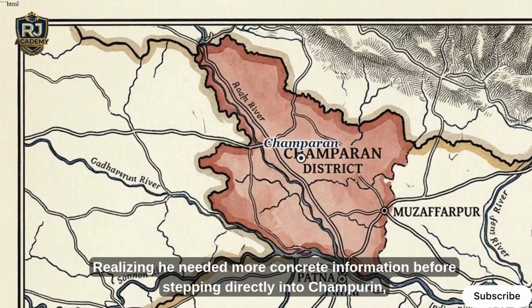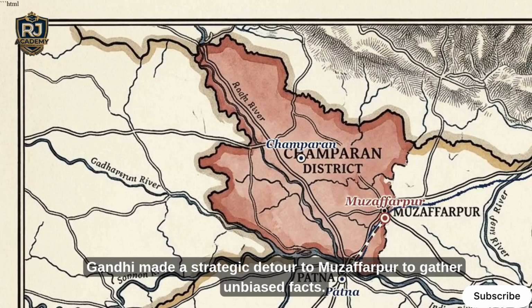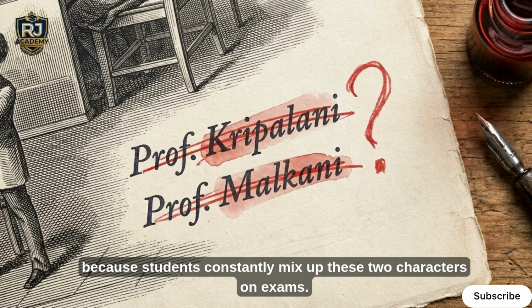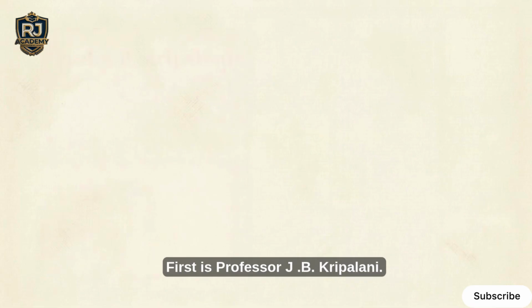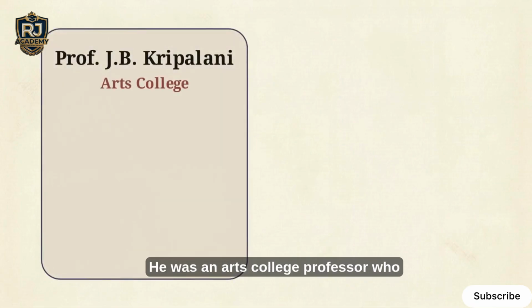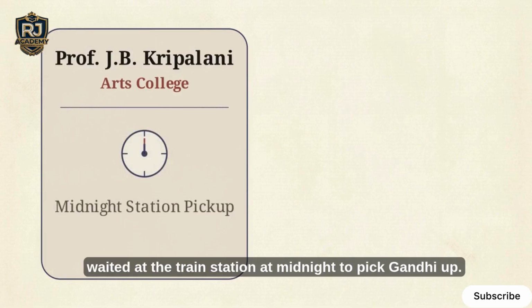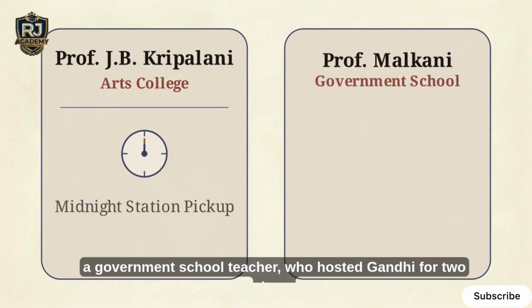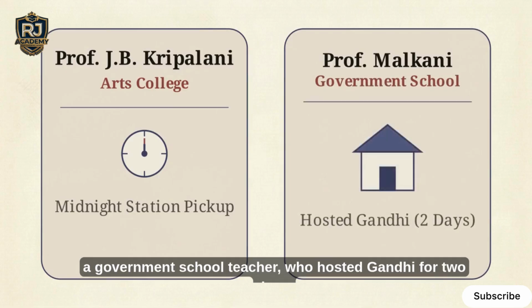Realizing he needed more concrete information before stepping directly into Champaran, Gandhi made a strategic detour to Muzaffarpur to gather unbiased facts. Pay close attention to this next step, because students constantly mix up these two characters on exams. First is Professor J.B. Kripalani. He was an arts college professor who waited at the train station at midnight to pick Gandhi up. Second is Professor Malkani, a government school teacher who hosted Gandhi for 2 days.